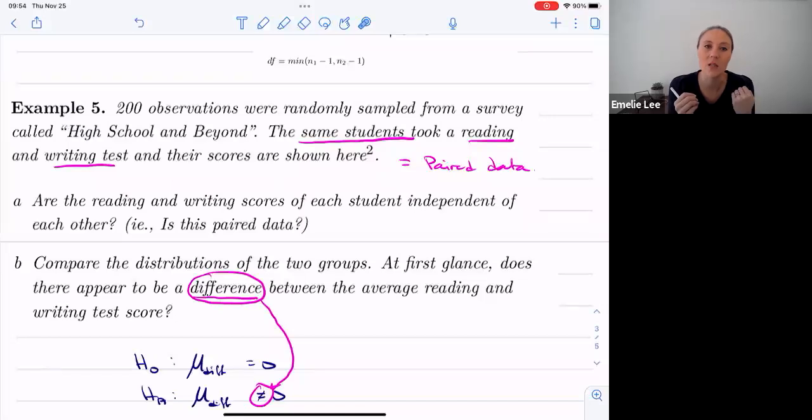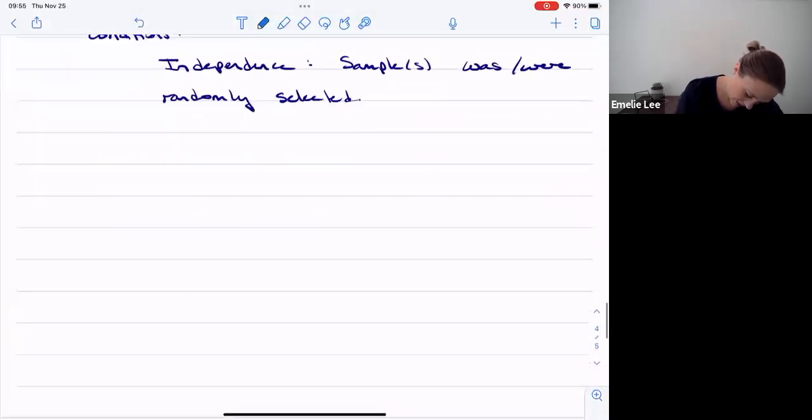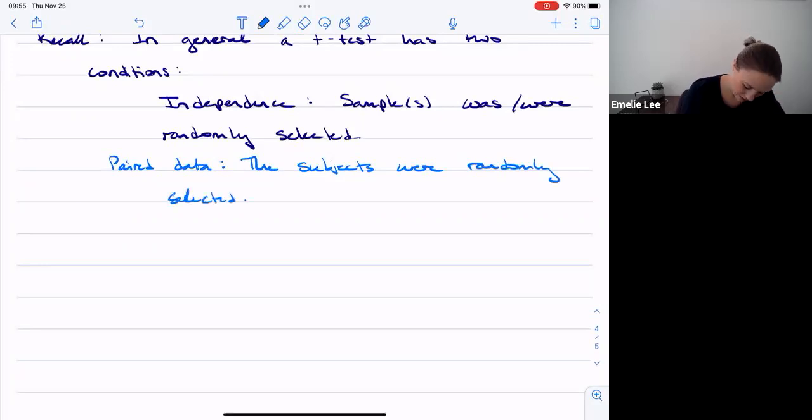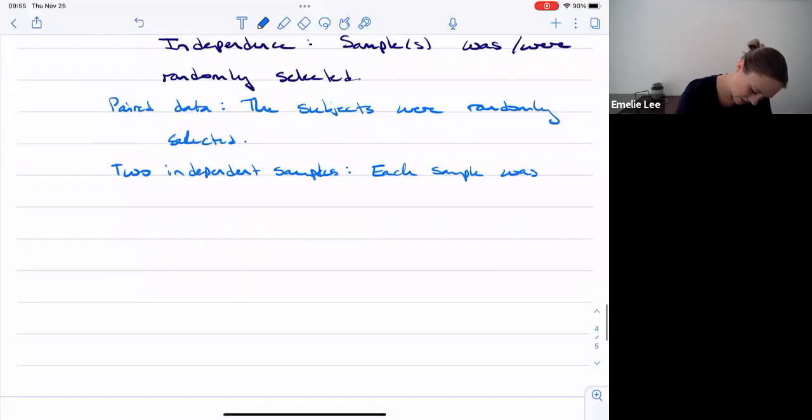Whereas for 2 independent samples, you would have to say, okay, sample 1 was randomly selected and sample 2 was randomly selected. Either way, you're checking, were the samples randomly selected? So independent samples were randomly selected. So for paired data, then the subjects were randomly selected. And for 2 independent samples, each sample was randomly selected.